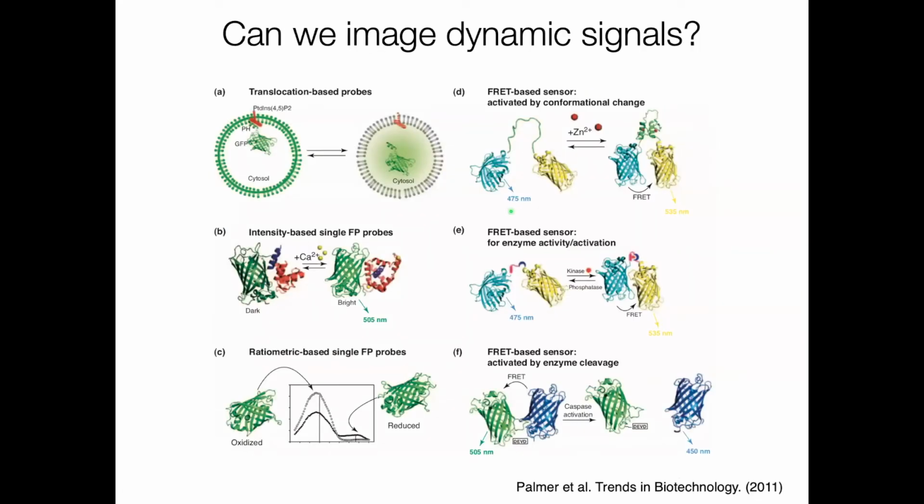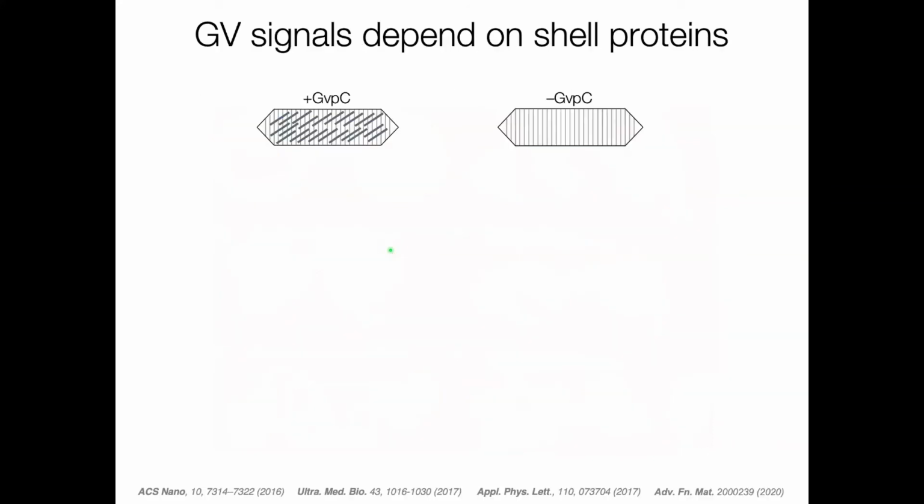Okay, so one of the other things that we've been very interested in is following in the footsteps of fluorescent proteins, where people engineered GFP and other fluorophores to sense dynamic signals. Things like calcium or protease activity, or kinases and phosphatases, et cetera, where the intensity or wavelength of the emitted light changes in response to stuff that's dynamically happening inside the cell. And so can we do something like this for ultrasound?